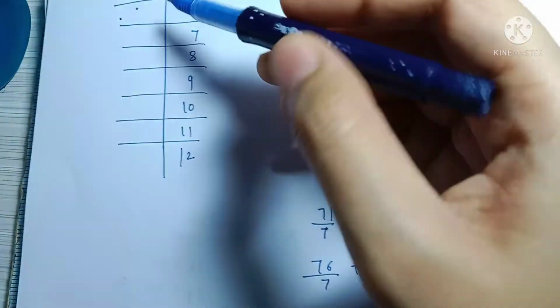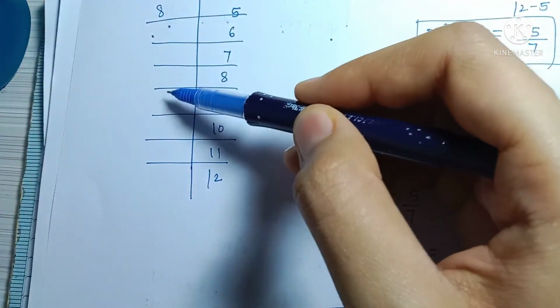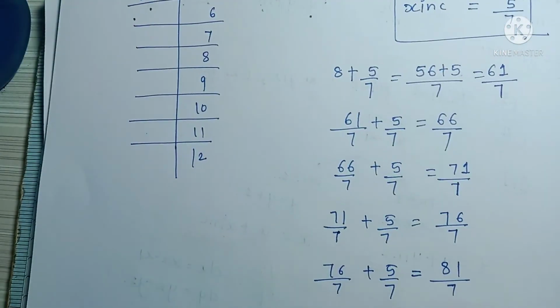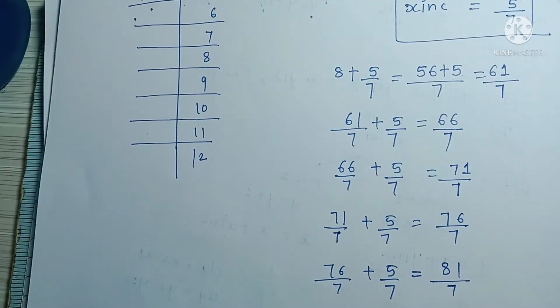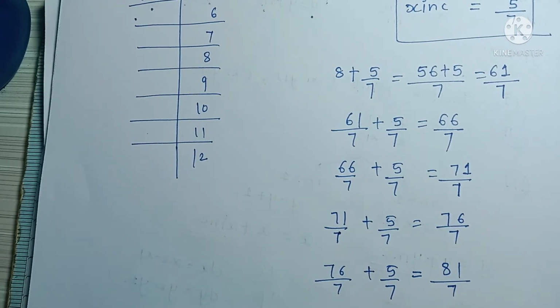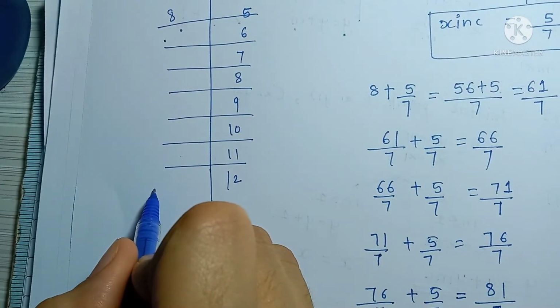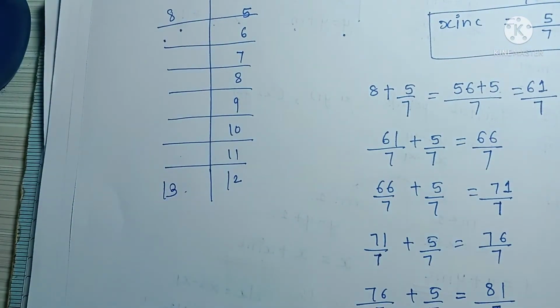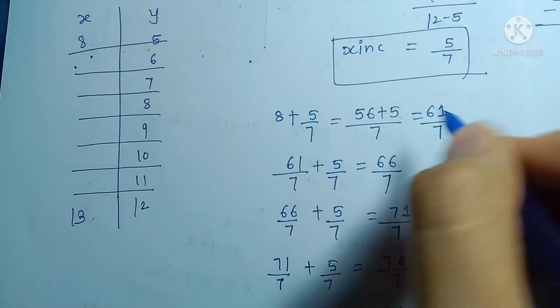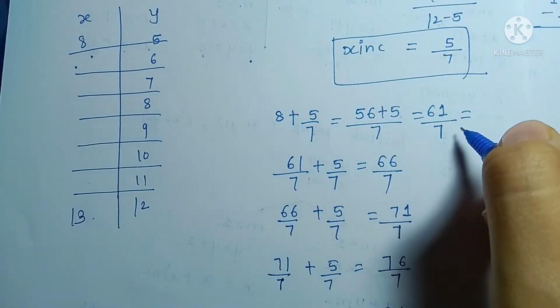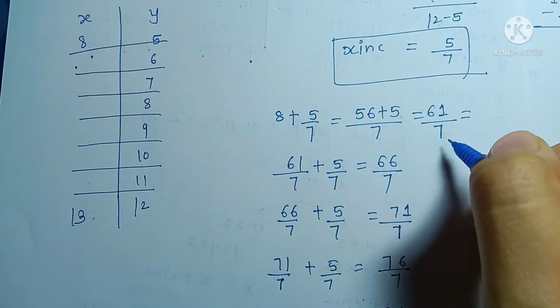And here, how many terms do you have to calculate? 1, 2, 3, 4, 5, 6 in the last. Plus 5/7 is 91 upon 7. And here it is given 13. Okay, so by calculating this you get 61. We will directly take 61 upon 7.